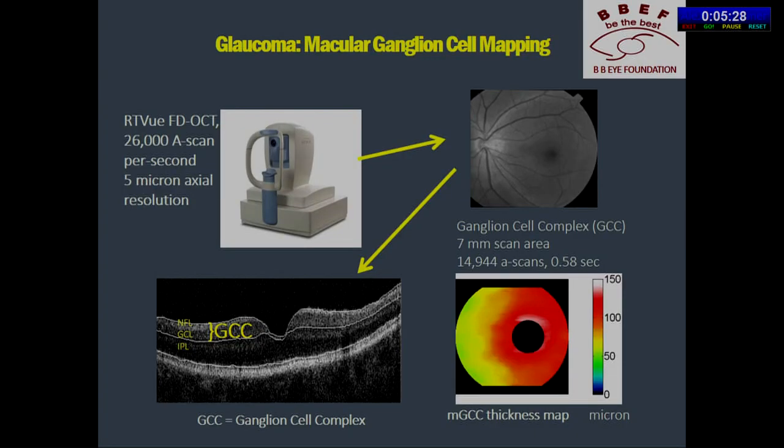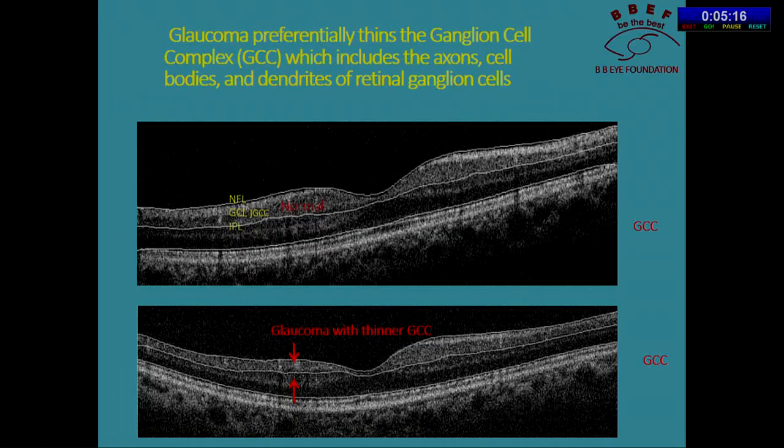And the ganglion cell complex, a 7 millimeter scan area, is being done, where you can see the ganglion cell complex clearly and visibly, and on the right hand side we can see the color coding of the macular thickness map. This is glaucoma preferentially thinning the ganglion cell layer. It has been known and is proved. And the GCC includes the axons, cell bodies, and the dendrites of retinal ganglion cells.